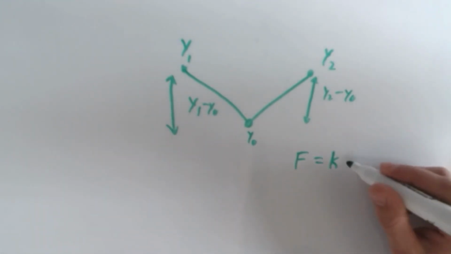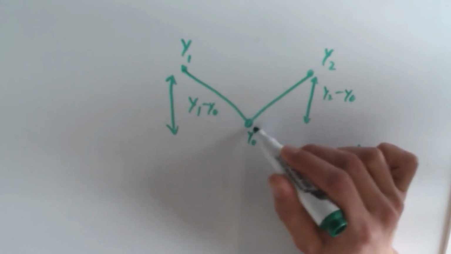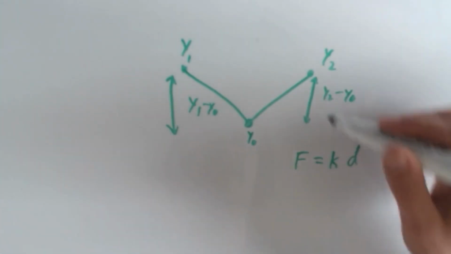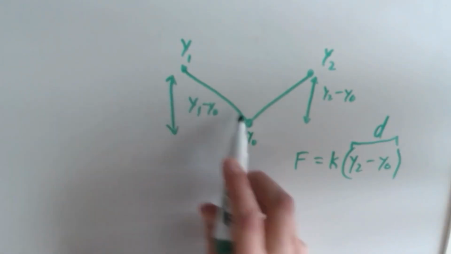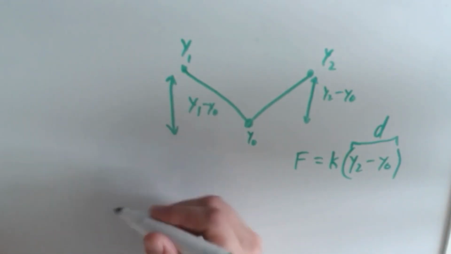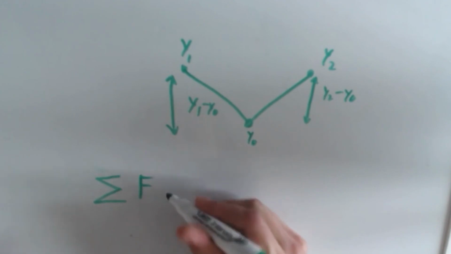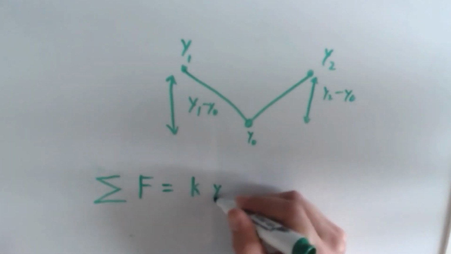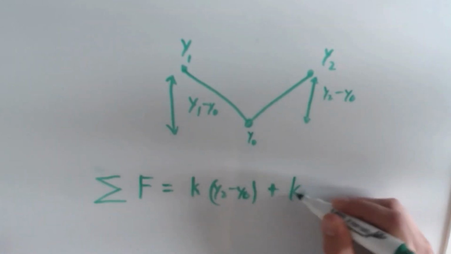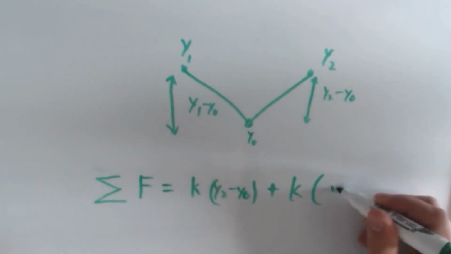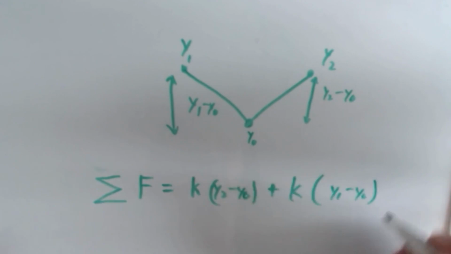So if you remember that the force is equal to the k value, you can make k whatever we want, doesn't really matter, times a distance. So the force on y0 from y2 is equal to k times the difference in distances. This is d right here. But we also know there's another force on this side, so we're going to need to use Newton's second law sort of stuff. The sum of forces is equal to the first one, k times y2 minus y0. Okay, that's the first force acting on this particle, plus k times this distance right here, y1 minus y0. This is all the forces acting on this guy.